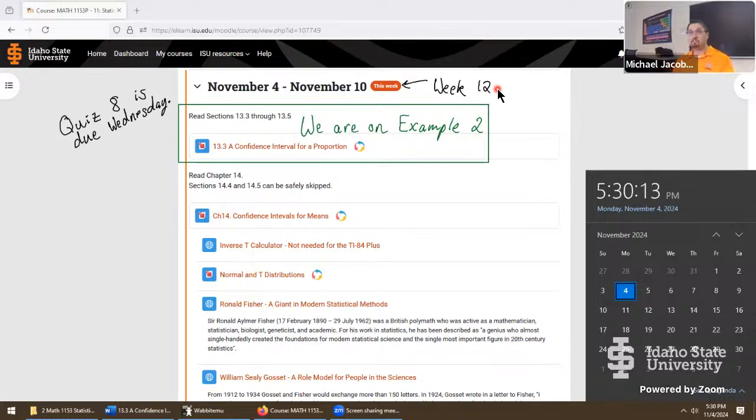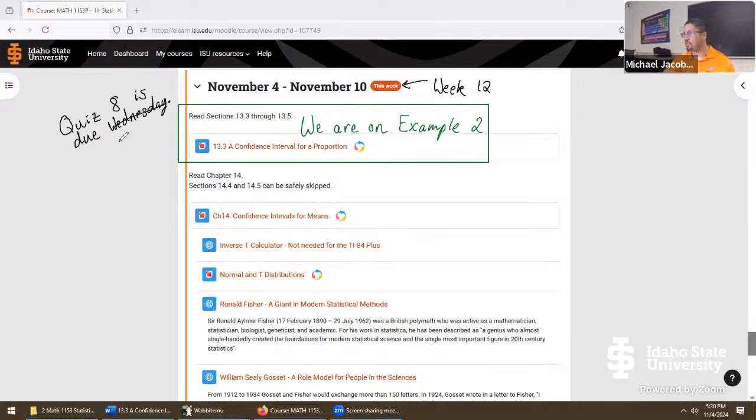For the announcements, we have quiz 8 that's due this Wednesday. Oh, sorry about that. Our quizzes are due on Thursdays. Just putting in a quick revision. So quiz 8 will be due on Thursday, and our ninth quiz is going to be based off section 13.3. That one will be extremely helpful for the upcoming third exam.